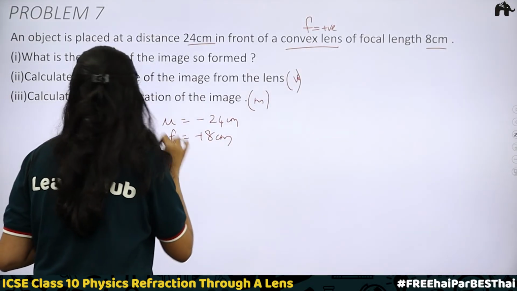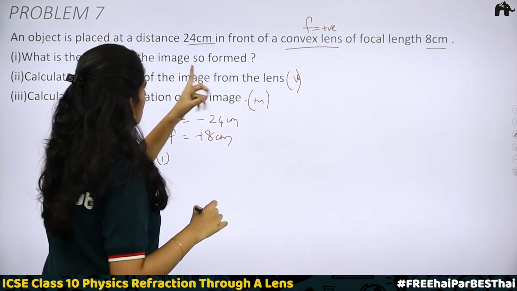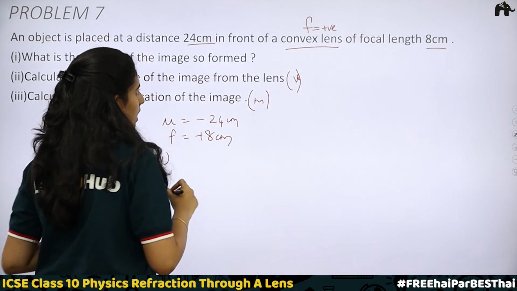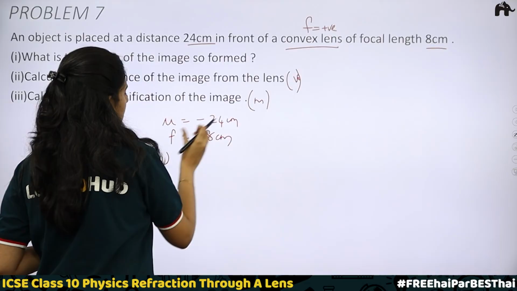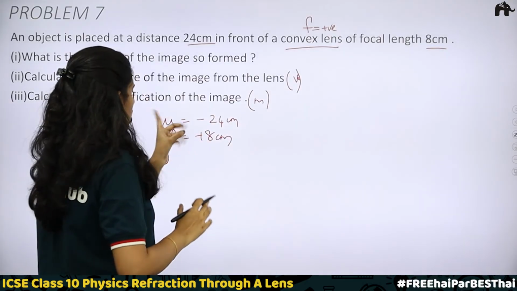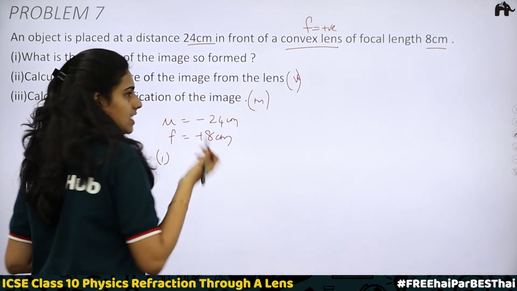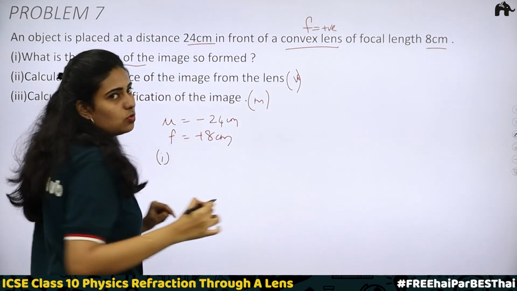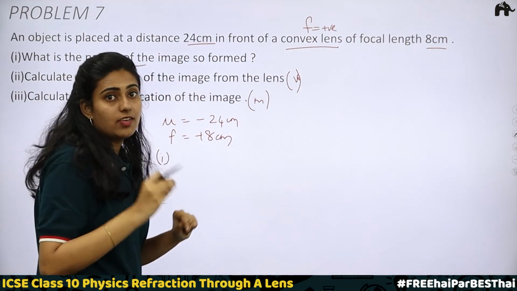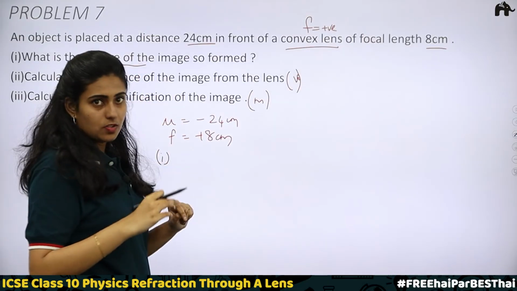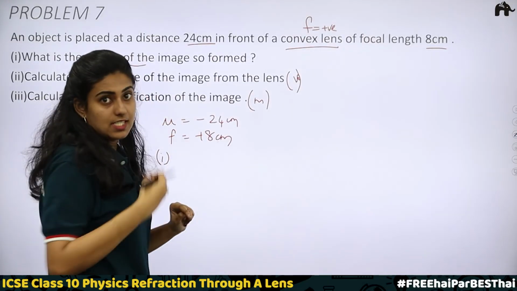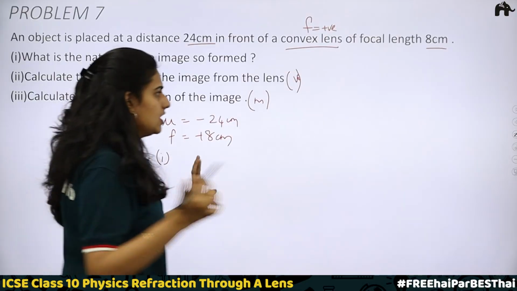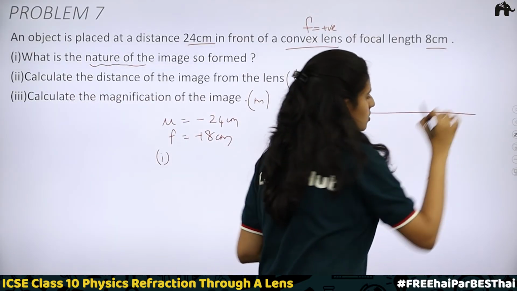First question, we have to find what is the nature of the image so formed. Okay. So here, focal length is given, object distance is given. We can find image distance. In order to determine the nature, what all do we have to find? We have to find whether it is a real image or a virtual image, an inverted image or an erect image. Just by constructing a ray diagram also you can find this.